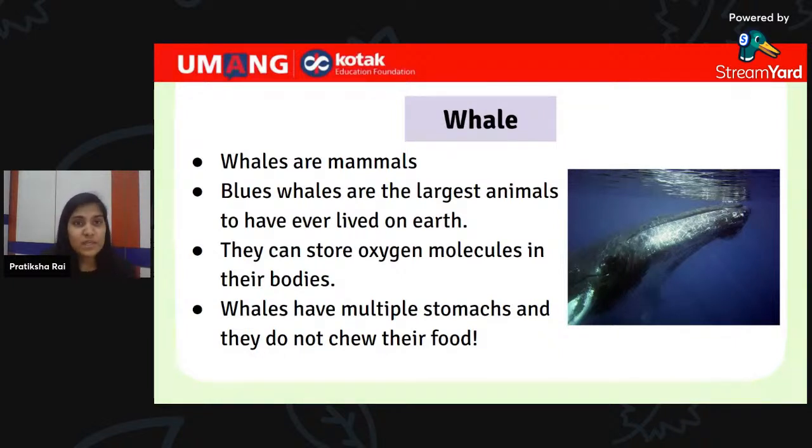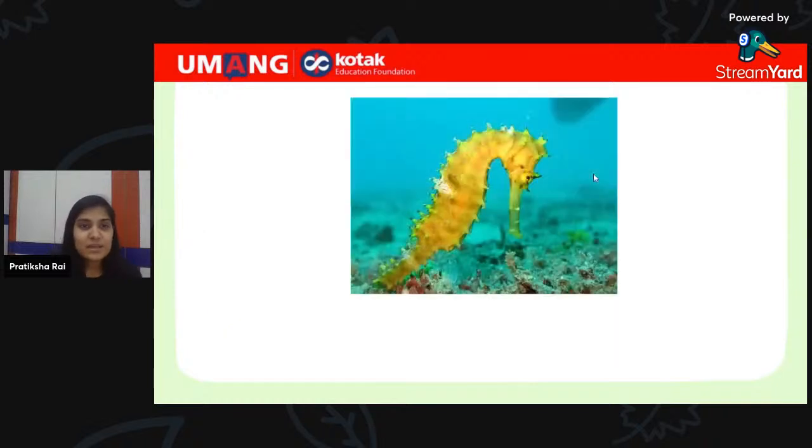Now, you have to remember this very carefully. It will help you ahead. Whales have multiple stomachs and they do not chew their food. All right. Isn't that fascinating? That's right. Now let's look at the last picture for the day.